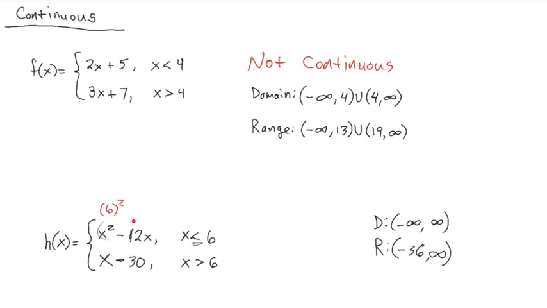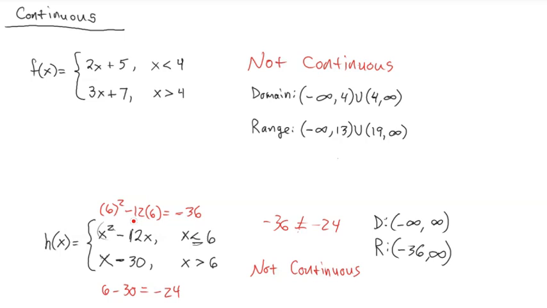So we'll have 6 squared minus 12 times 6. Well, 6 squared is 36. 12 times 6 is 72. And 36 minus 72 is negative 36. Down here, we have 6 minus 30, which is negative 24. And since negative 36 does not equal negative 24, then h of x is also not continuous.